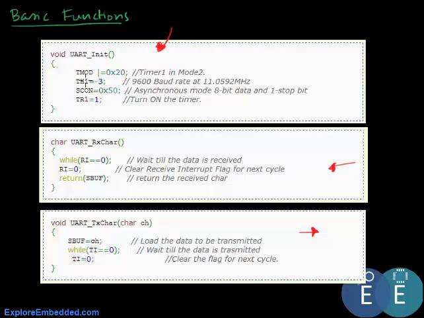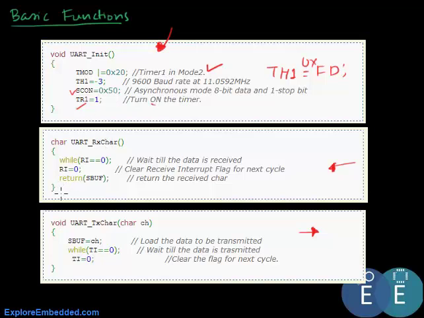Now let us look at the init function. As discussed earlier, the first step would be to initialize timer 1 in mode 2. Then we set the baud rate at 9600. This could be -3 for TH1, or it could be 0xFD as well. Now we set the SCON register and then we turn on the timer. So this initializes the serial communication.